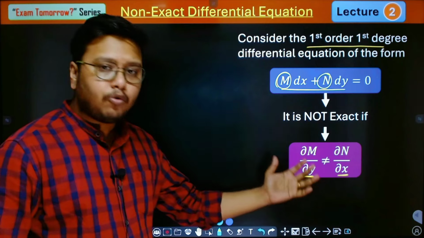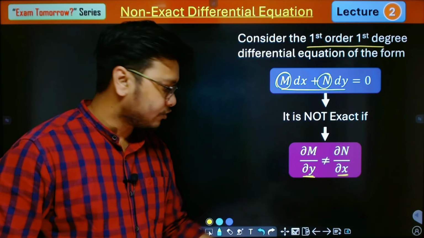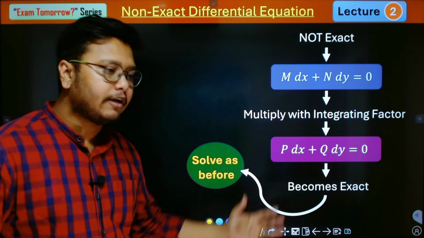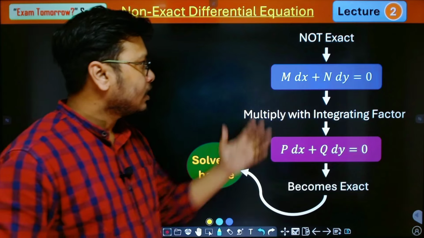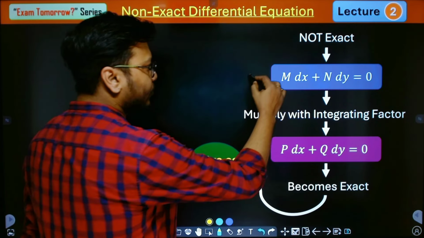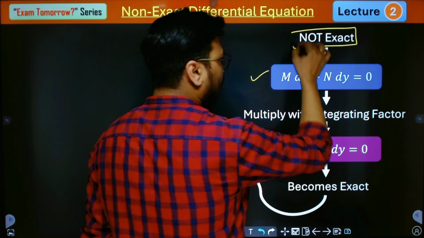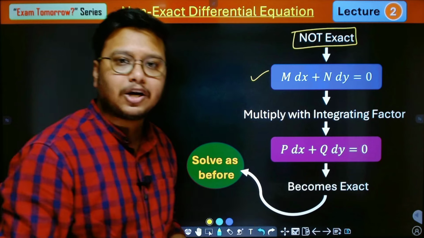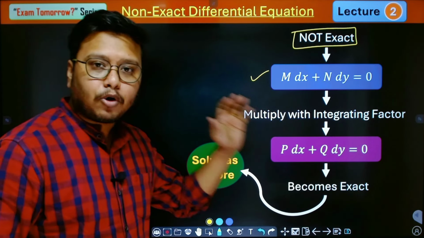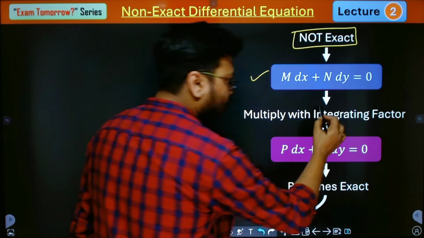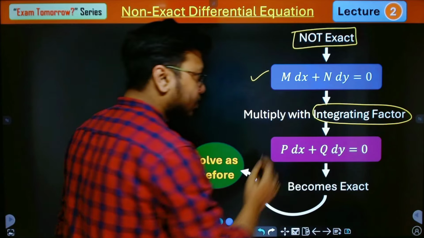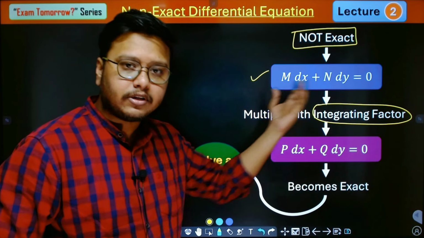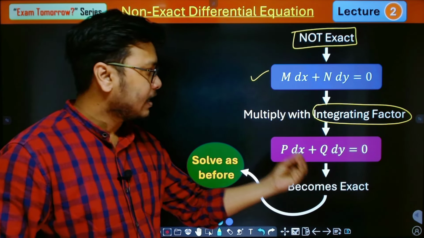Okay, so now how to approach these kinds of differential equations. This is the entire flow chart that we are going to follow. First of all, I have a differential equation and let's suppose it is not exact. That means the two partials are not the same. So the process is going to be, we have to find the integrating factor. Corresponding to a differential equation, there is going to be an integrating factor.